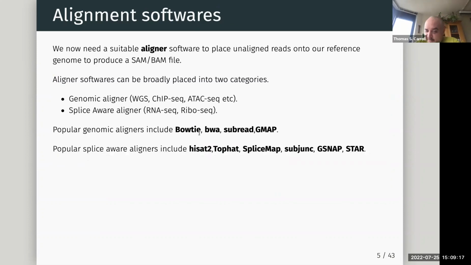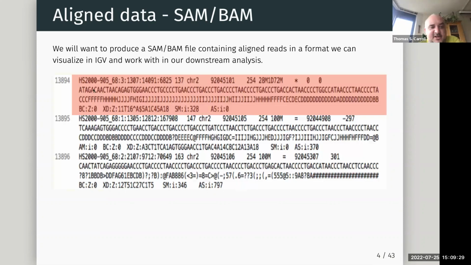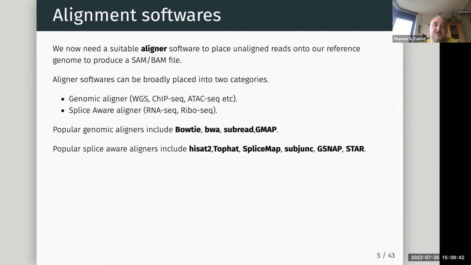So we're going to need a suitable aligner to do this. Place our unaligned reads, our fastq, onto the reference genome, the Fasta, to produce the SAM file. When I say SAM/BAM, remember SAM is the human readable version. It's just a text file with rules. The BAM is the binary alignment map, while SAM is a sequence alignment map. This isn't human readable, but it's what we want to produce if we want to do downstream analysis.